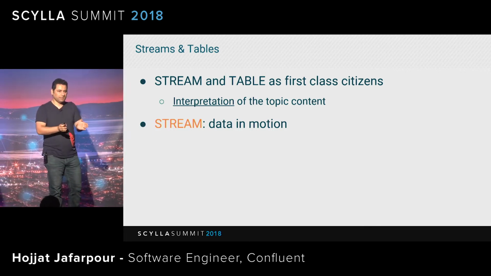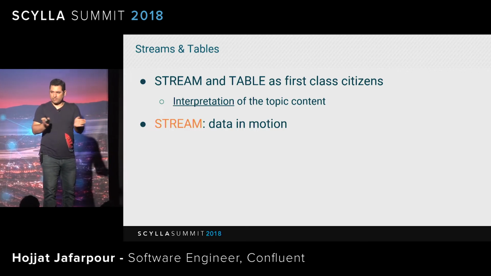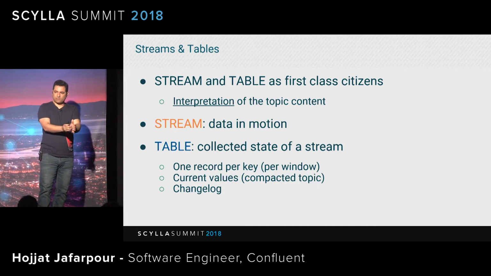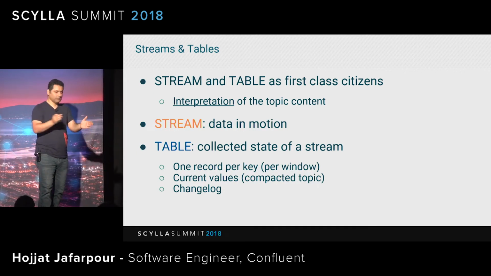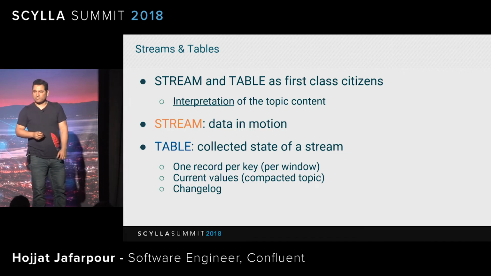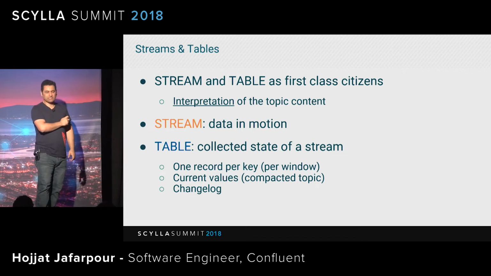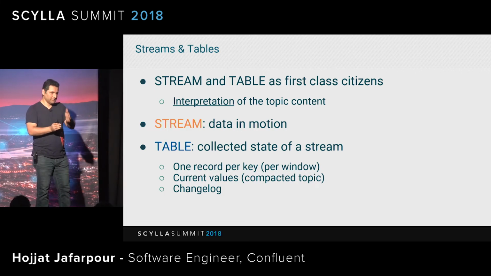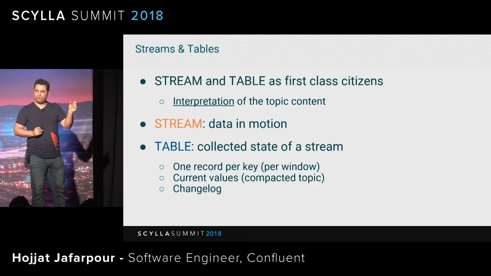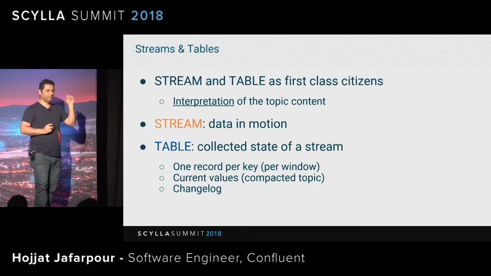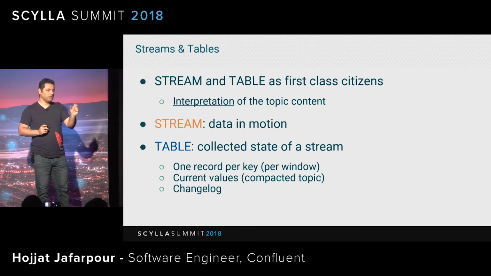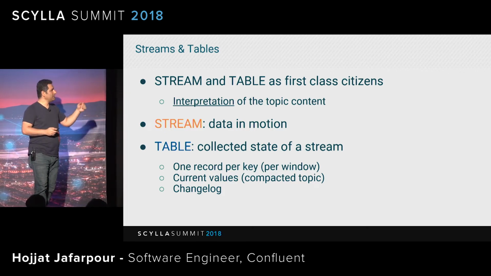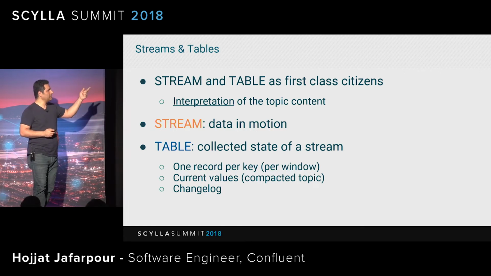In the case of a stream, data in motion is a stream, meaning that every message that you receive is going to be interpreted as independent data. There's no relation between the messages. In the case of a table, you're materializing those messages in a stream or in a topic, and the state of the stream at any point is considered as a table. To be able to materialize and get the snapshot of that stream, you need to have a key for every row. And in the case of a table, we only keep the latest value for every key.